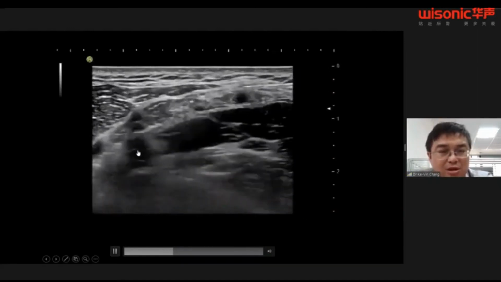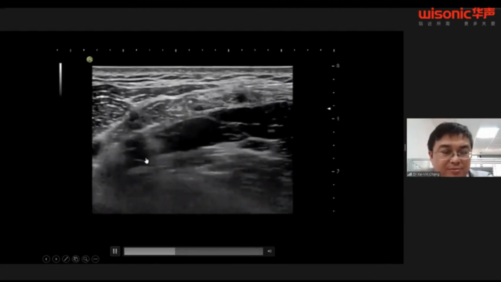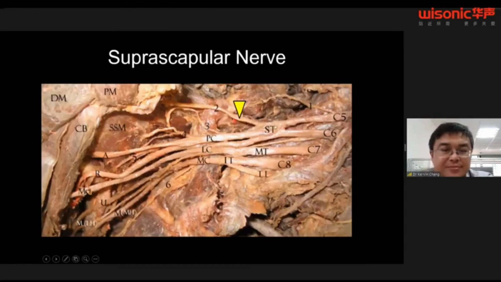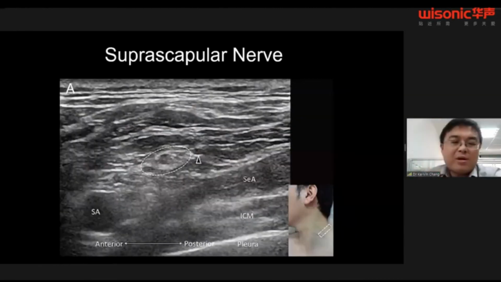So in this case, this is how we scan those small nerves over the neck. We can find that the greater auricular nerve is located on top of the sternocleidomastoid muscle. If you move your transducer cranially and caudally, you are going to see the nerve wrap around the superior sternocleidomastoid muscle. So that's why you can do the ultrasound guided injection.